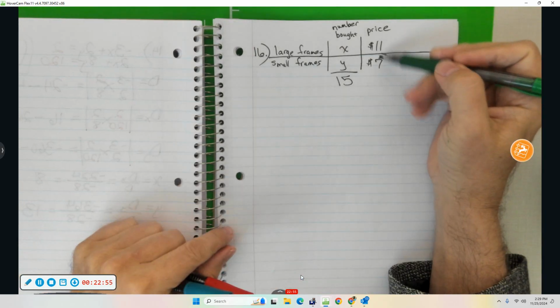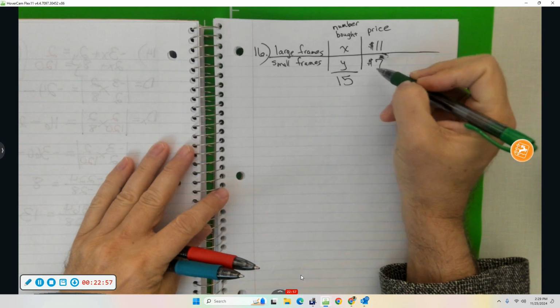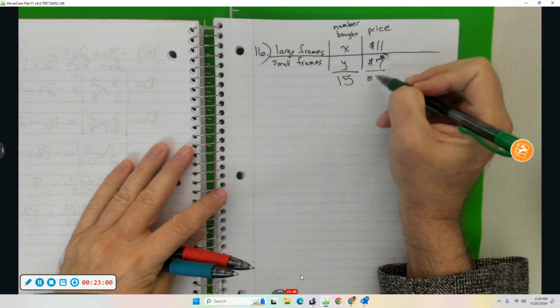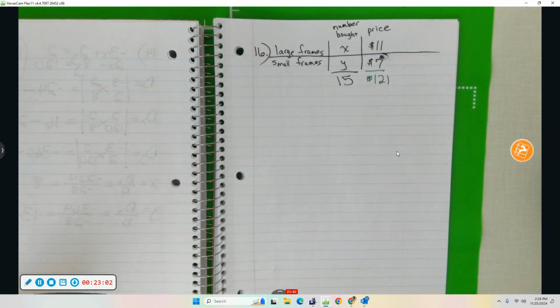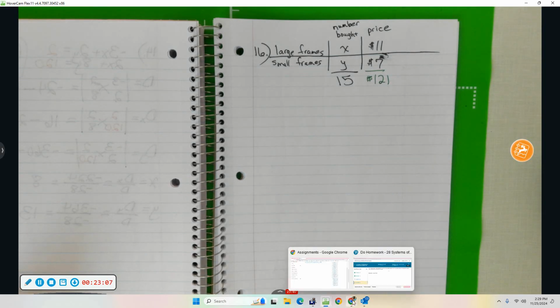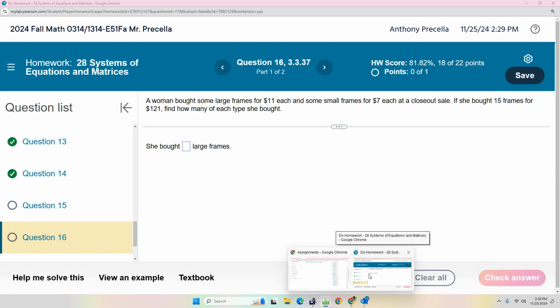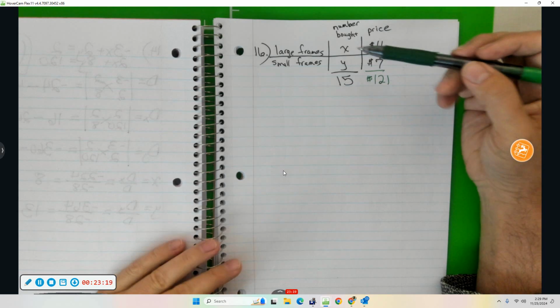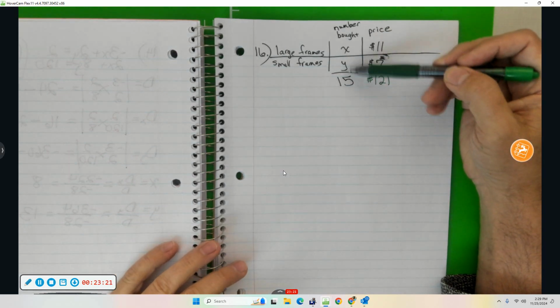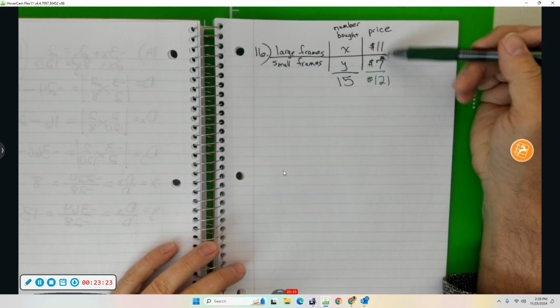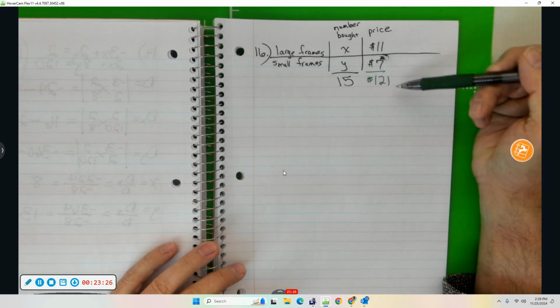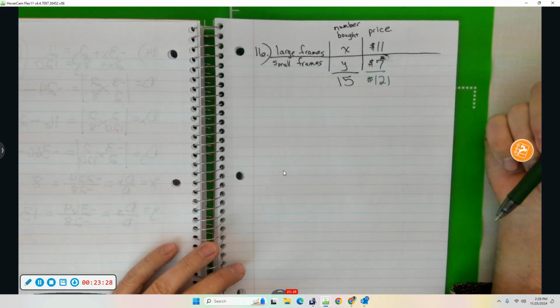If we total up all the money she spent, it would equal that $121. Is that what they said, 121, or was it just 120? Notice how many times I keep going back to the problem, making sure, yes, she has a total of 15 frames, and they cost $121. So if you total all the frames she bought, it should be 15. If you total all the money that she spent, it should be $121.